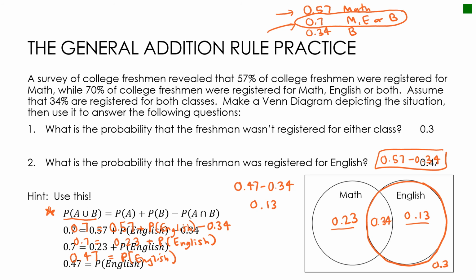So now I should be able to answer the questions, which are the probability that a freshman wasn't registered for either class. That's 0.3, this guy on the outside. What's the probability that a freshman was registered for English? Well, English is everything inside the circle, so that's my answer down here, 0.47. So again, did I have to make a Venn diagram to answer this? No, I didn't, but I had to know some information about the general addition rule.